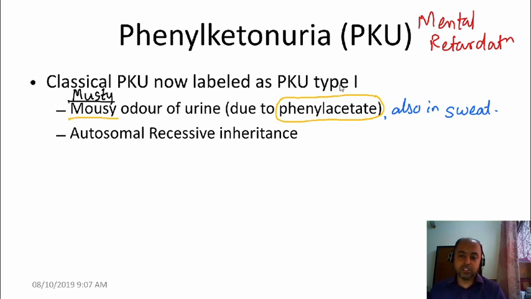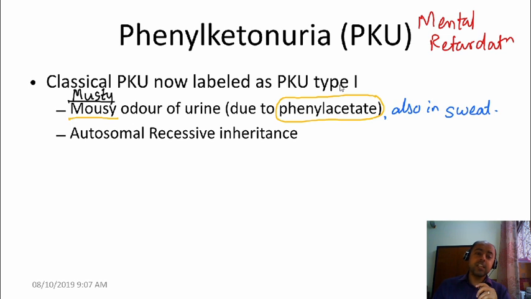Now here I'll mention two or three additional points. It is the third most common cause of inherited mental retardation, behind Down syndrome and Fragile X syndrome, and then we have PKU as the important cause for mental retardation. So it is fairly important and likely to land up in the exam.